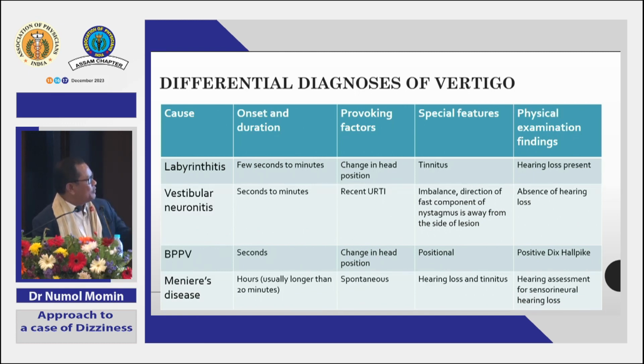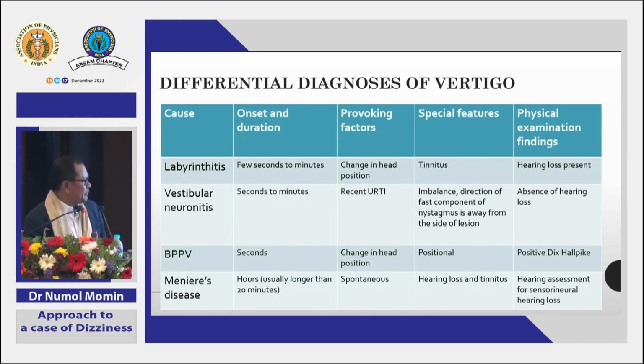Then how do you differentiate the different causes? So labyrinthitis onset is very few seconds to minutes. Then the provoking factor is change in head position. Then in special phases you will get tinnitus. Then hearing loss is present in labyrinthitis. In vestibular neuritis and labyrinthitis, the difference is there. You may get hearing loss here, but there is no hearing loss here.